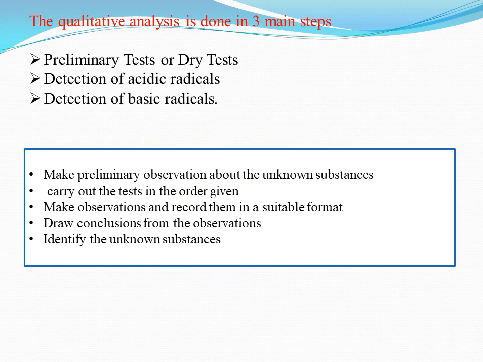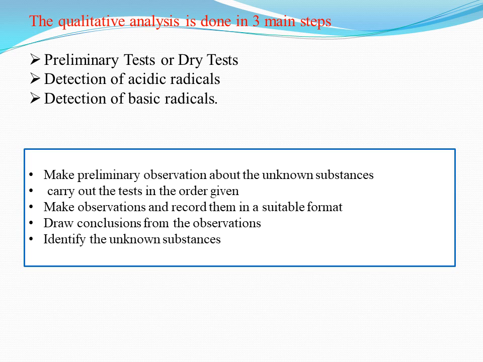The analysis involves three main steps. First one is the preliminary test, which is also called the dry test. Second step is detection of acidic radicals, or the anionic part of the mixture. Third step is detection of basic radicals, or the cationic part of the mixture.